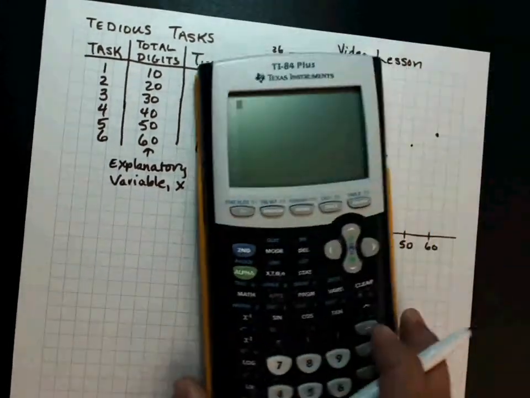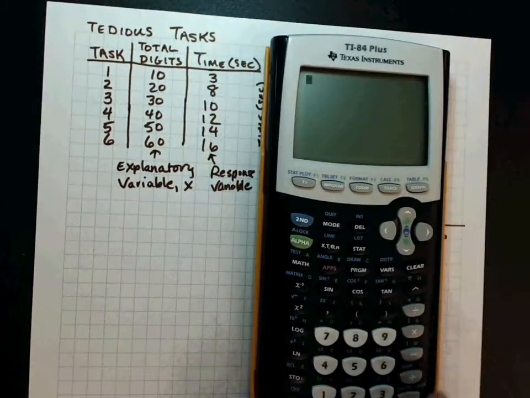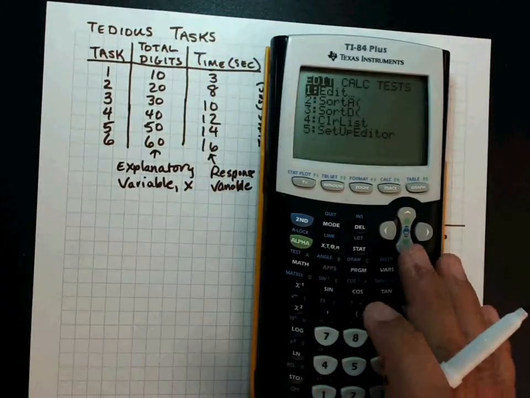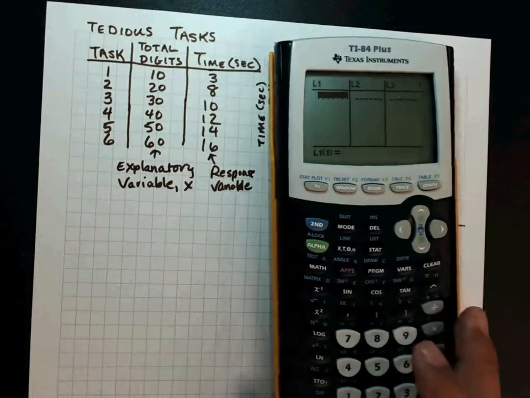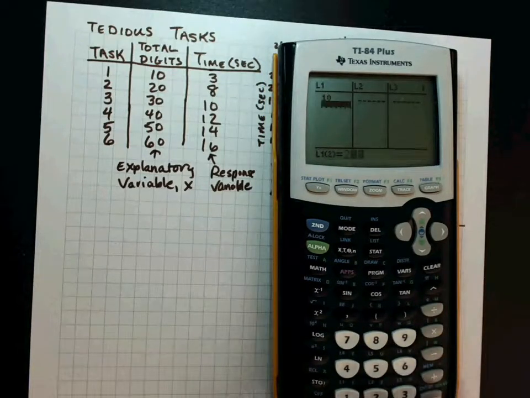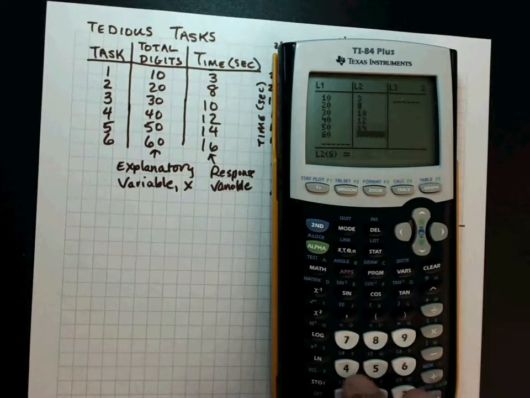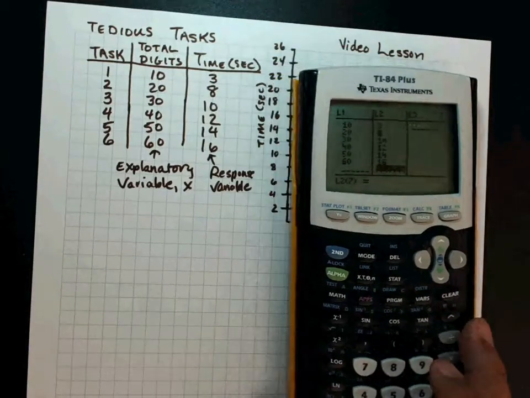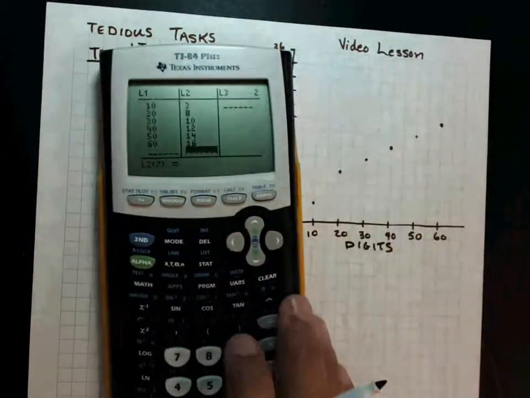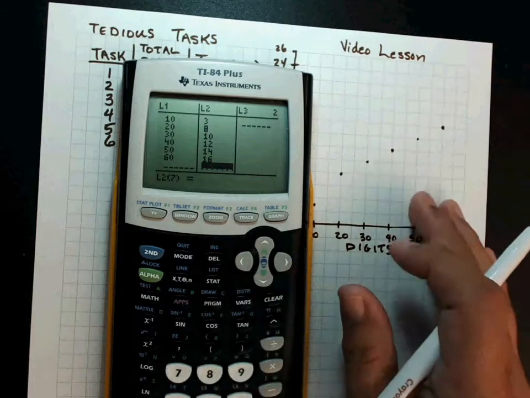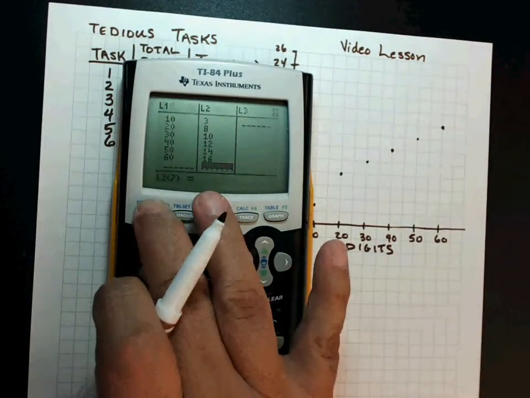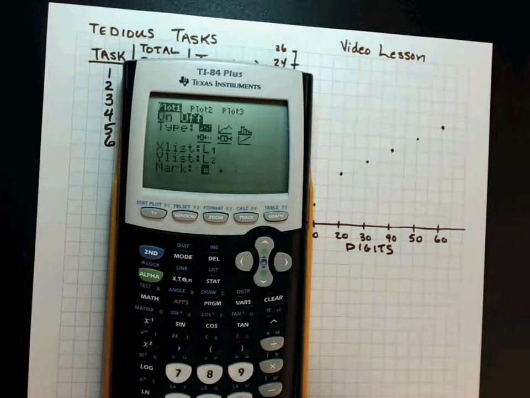Alright, so I'm going to go ahead and enter this in the calculator, and you hit Stat, Edit, and my lists are clear, so I'll go 10, 20, 30, 40, 50, and 60. Then I can go to the next set, 3, 8, 10, 12, 14, 16. Now I'm going to see if the scatter plot I created here matches the one I drew. It's a good idea in case I misentered some of the data in my calculator.